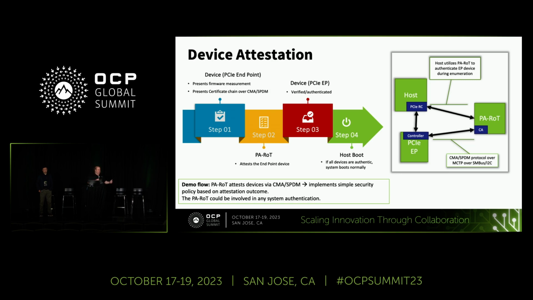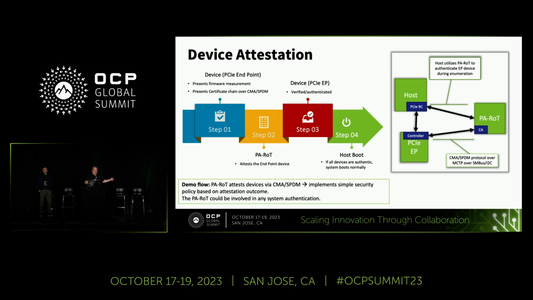So as the host is coming up in our case here, we have to wait, and in fact, this was one of the things we learned during this exercise as well, for the device to be ready during PCI Express enumeration. Then we had the PA-RoT basically go out, authenticate the device. The host asked the PA-RoT, did you authenticate it? And if it said okay, then it continued on with the normal boot and authentication.